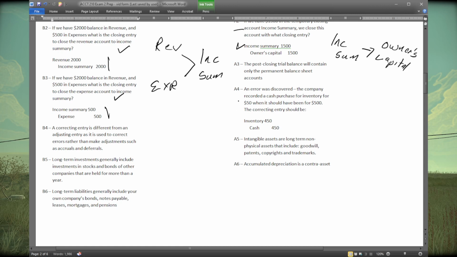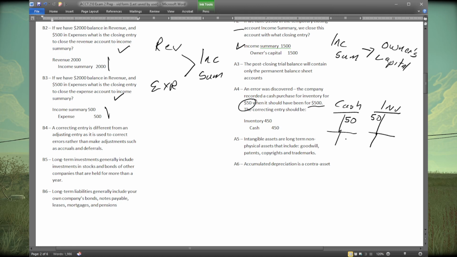Here's another one that's a calculation. An error was discovered. The company recorded a cash purchase of inventory for 50. So what we originally did is, we had these two accounts, cash and inventory, and we originally said we took $50 out in cash and we ended up with $50 of inventory. But that was incorrect. The amount should have been 500. So the question is asking, how do you make that correction?